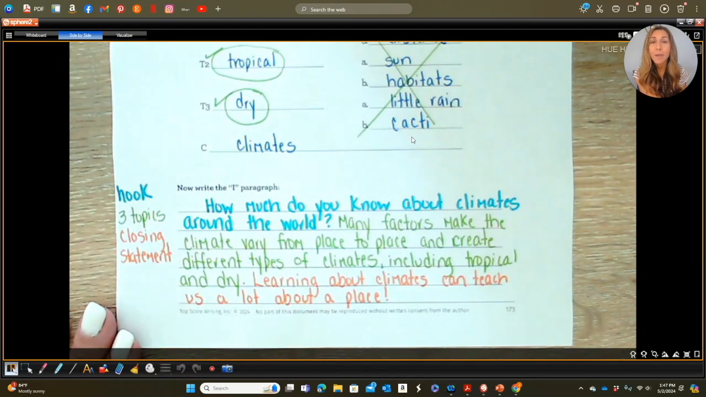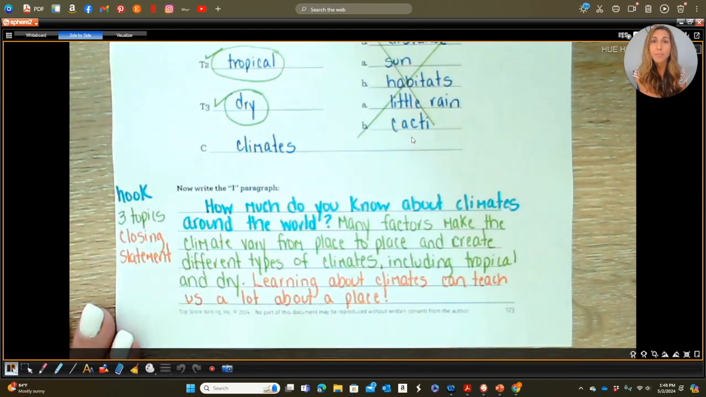Now, if time allows, perhaps your teacher would like you to partner up with a peer. You can read your introduction to your peer, and they could read their introduction to you. It's always great to hear other people's thoughts and ideas and about the creative ways that our peers write introductions.